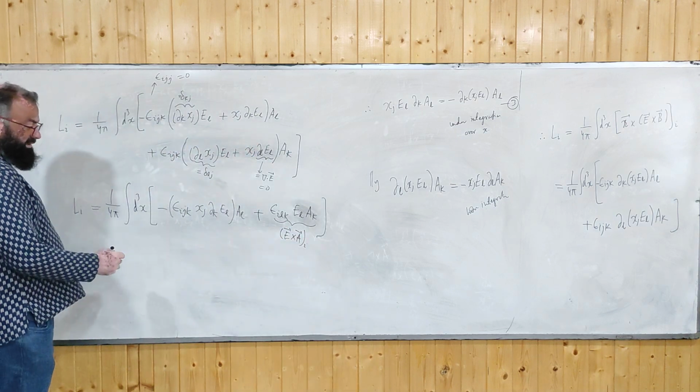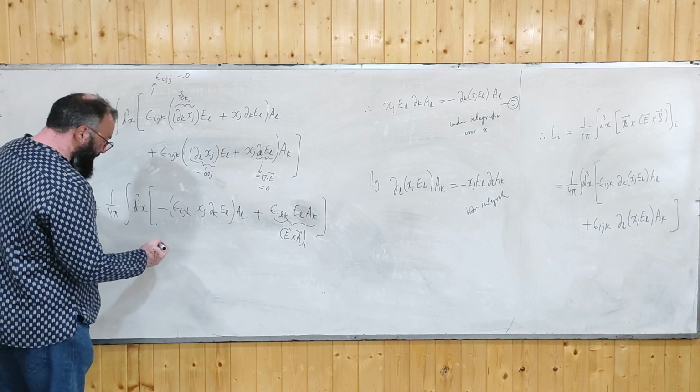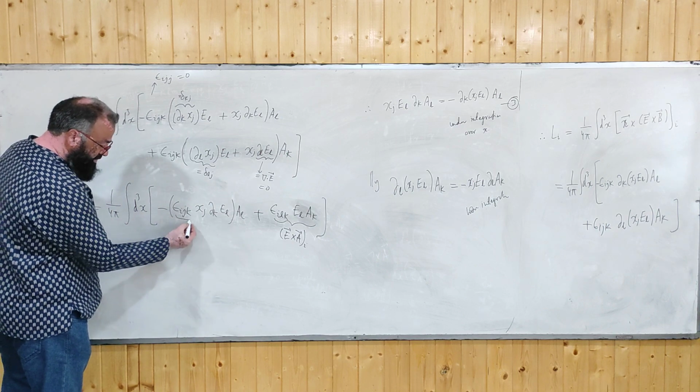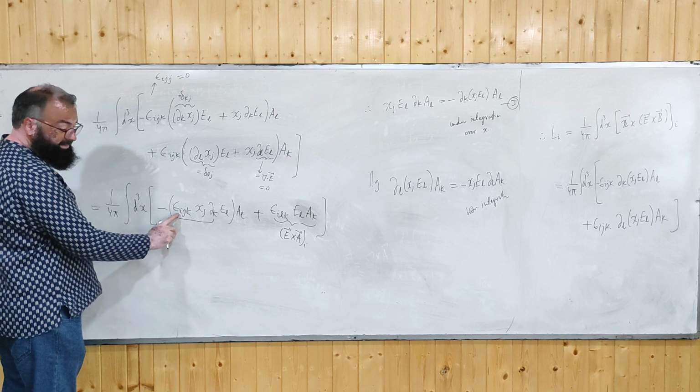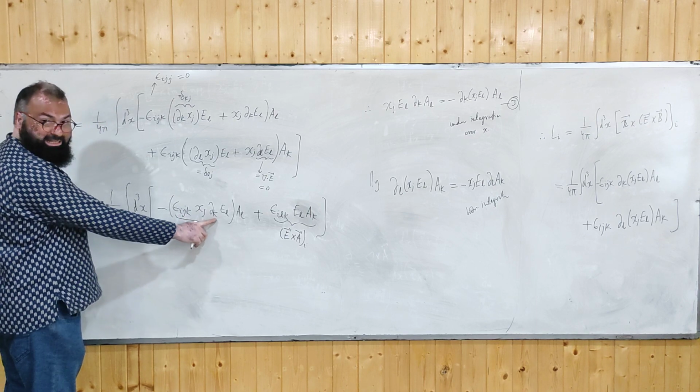Clear? So now let's look at this thing. Look at this object. These three, you are having epsilon ijk, j and k, is it?